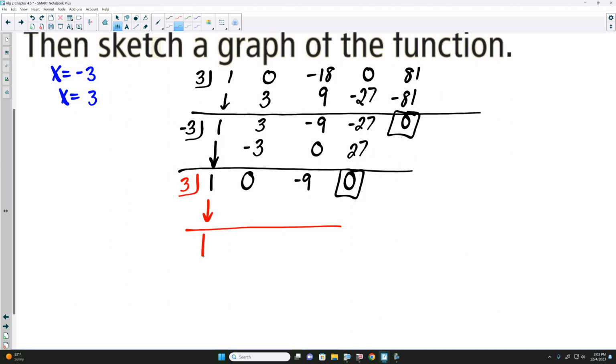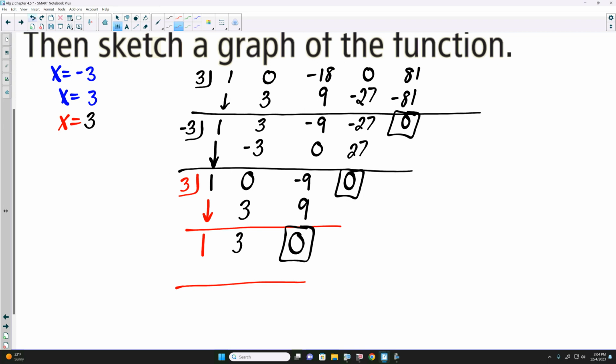Well, our 3 times 1 is 3. 0 plus 3 is 3 times 3 is negative 9 plus 9 is 0. So it is a solution. We can do it one more time. What would we try? We're just trying to get it all the way down to simplify as far as possible.